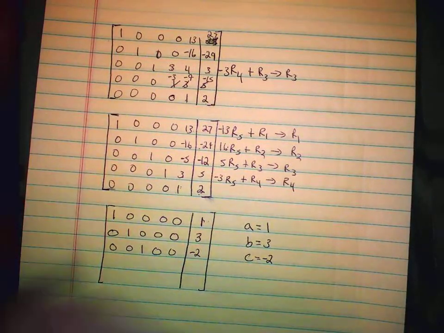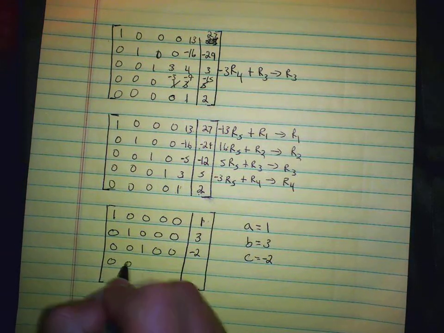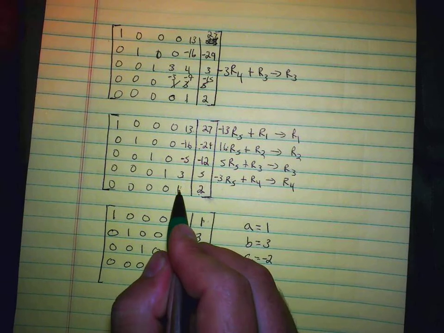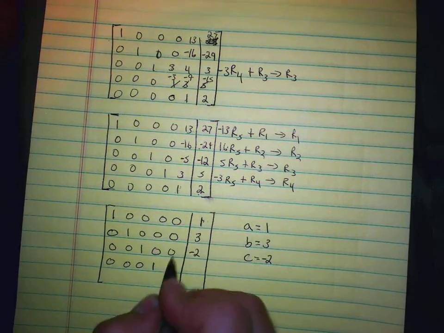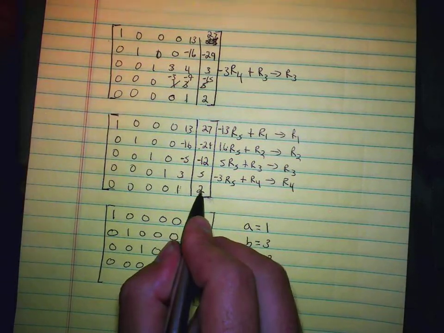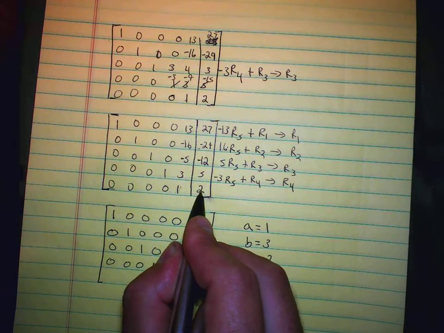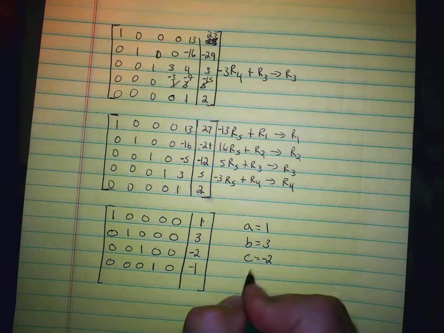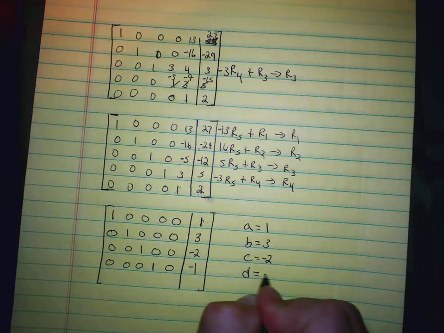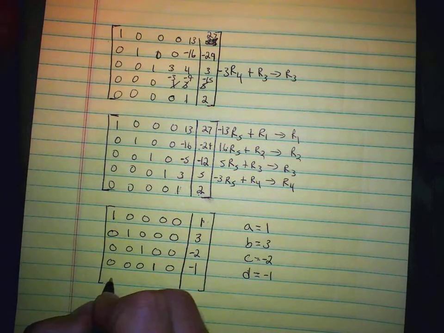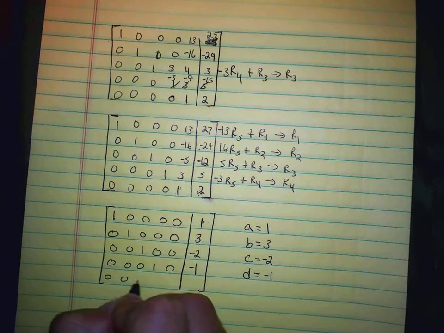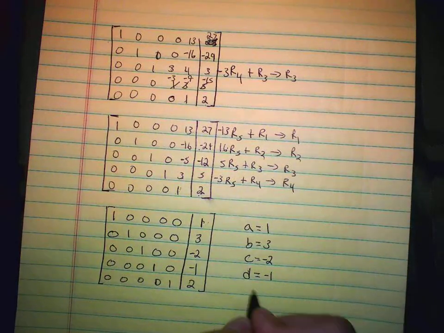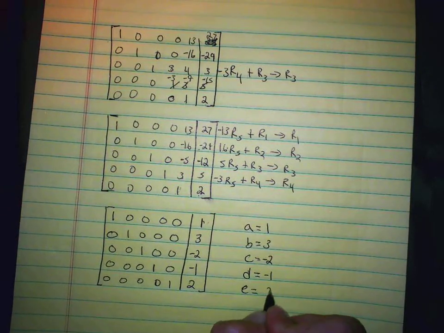So far, so good. 0, 0, 0, that's my 1. Now remember, we're multiplying this one by negative 3 now. Negative 3 plus 3, 0. Negative 3 times 2 is negative 6. Negative 6 plus 5 is negative 1. So D equals negative 1. And then my last one, unchanged, 0, 0, 0, 0, 1, 2. So let me say that E is 2.